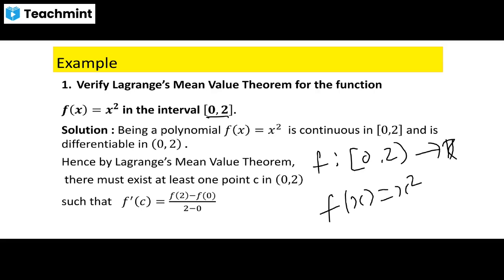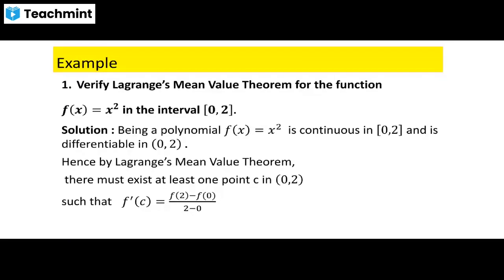As I told you, all polynomial functions are continuous and differentiable on the real line. Since f of x is a polynomial, we can easily say that f is continuous on the interval 0, 2, and f is differentiable in the open interval 0, 2. Now, what are we going to do? We need to check whether C is available in between 0 and 2, such that f dash of C is equal to f of 2 minus f of 0 divided by 2 minus 0.